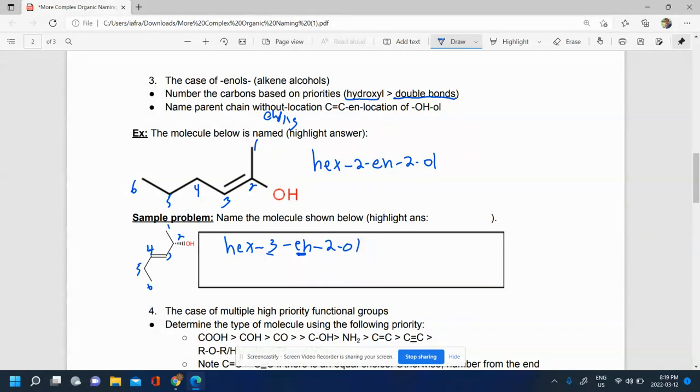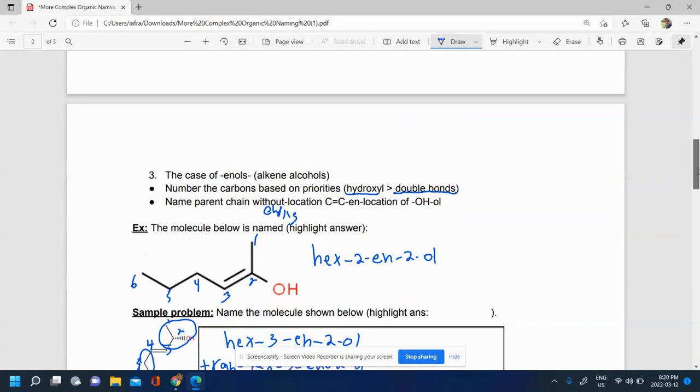Hex-3-en-2-ol. Now, be very careful though, because you might have noticed that you could also call this, because the two biggest groups are on opposite sides of that double bond, trans-hex-3-en-2-ol. So this would be the trans version of the molecule. The cis version would have it written with the two biggest groups facing down. So just keep in mind that this would have been the trans version of the molecule. I'll put a little dash there.